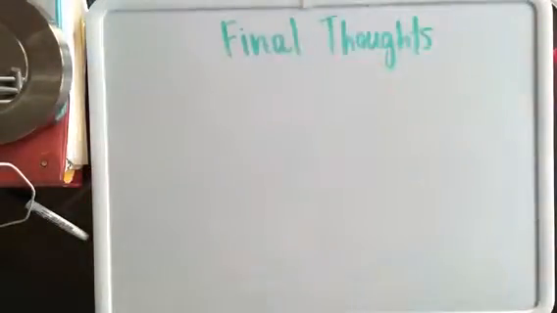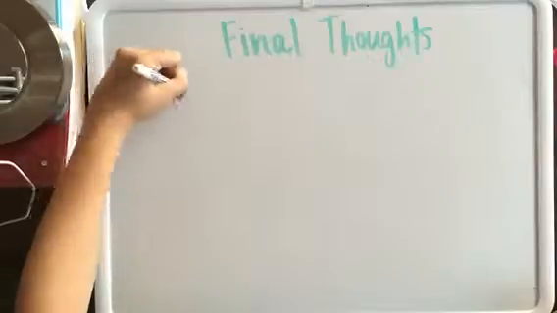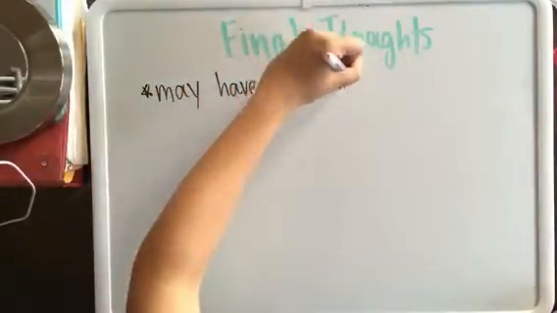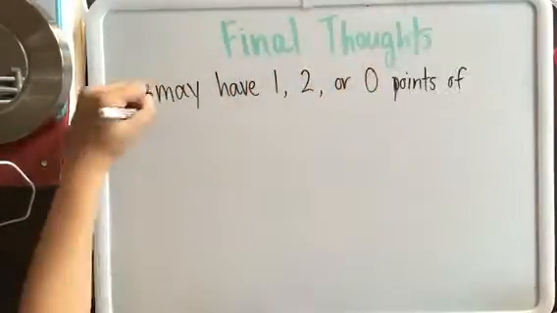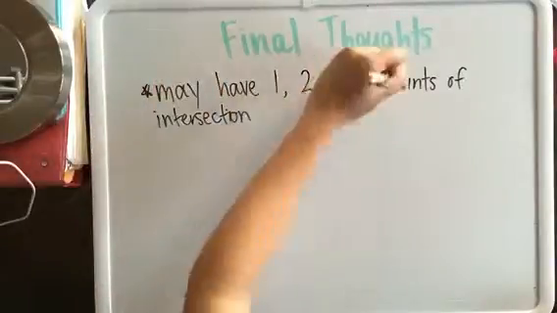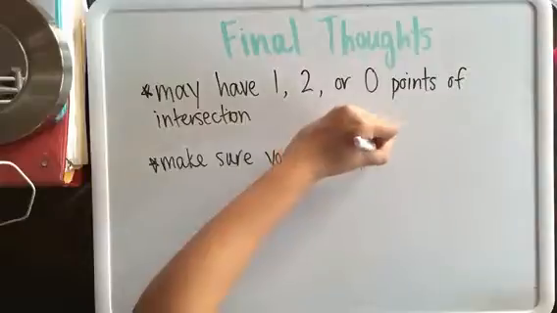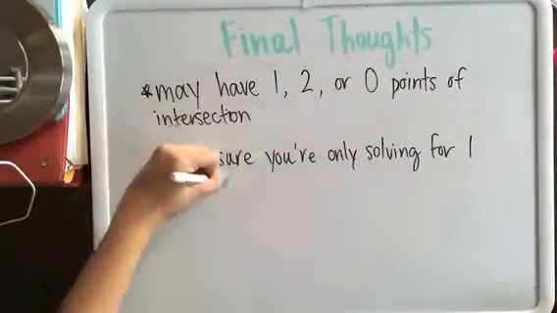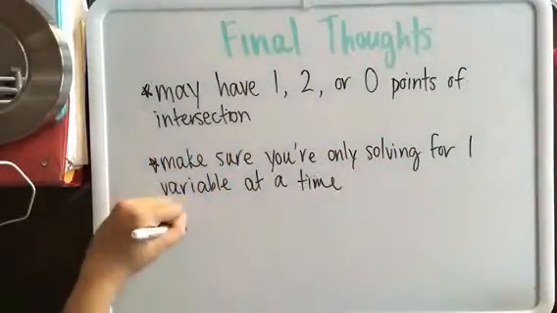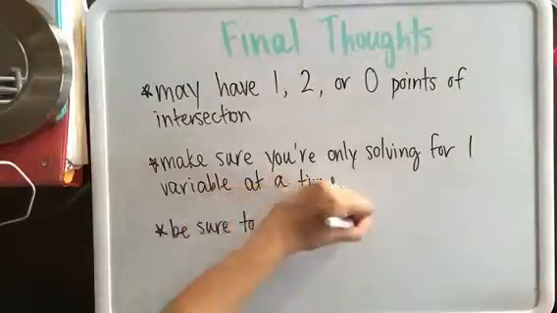Some final thoughts about things that we would like you to remember is that a system of equations between two circles can have two intersection points, one intersection point, or 0 intersection points. Also, make sure when you're solving for a variable in steps 1 and 2, you solve for only one variable. Always remember to graph it if you can.